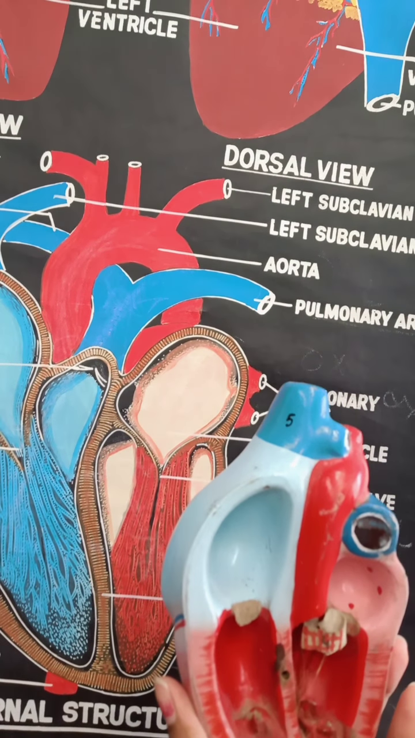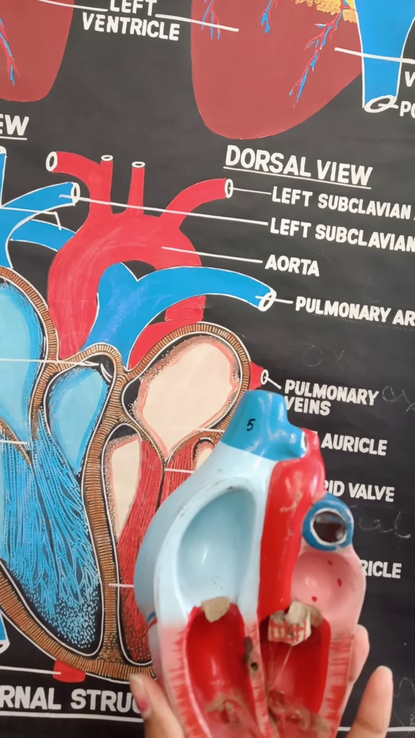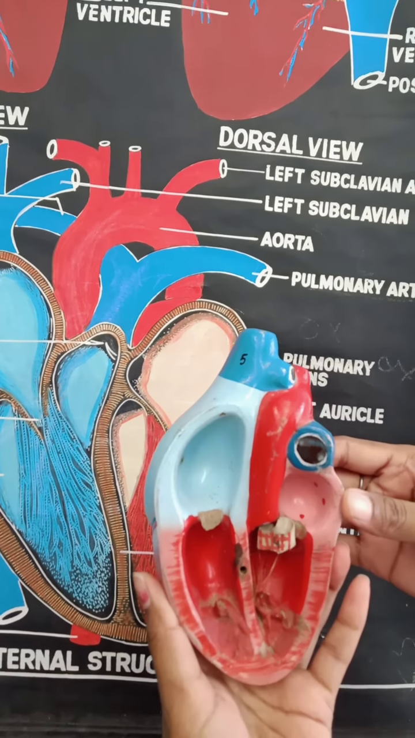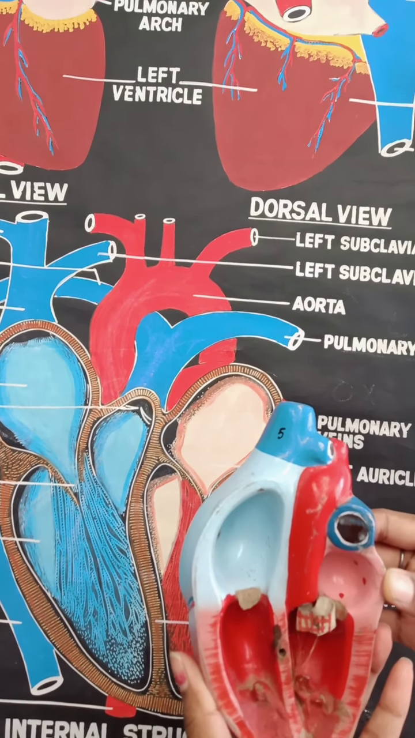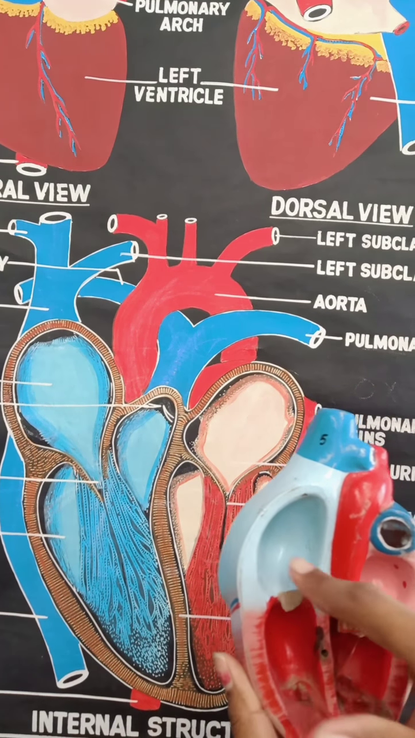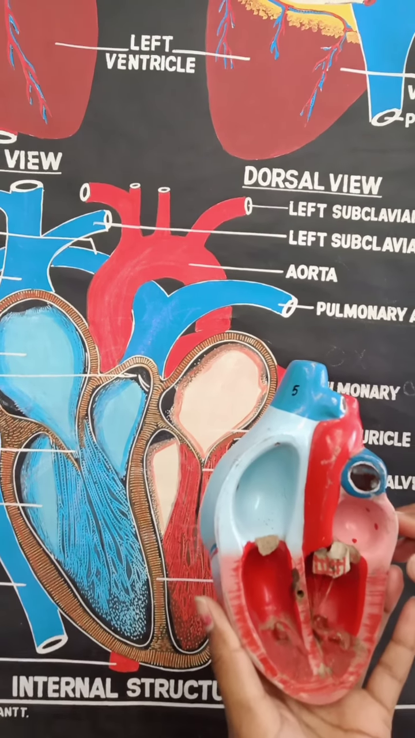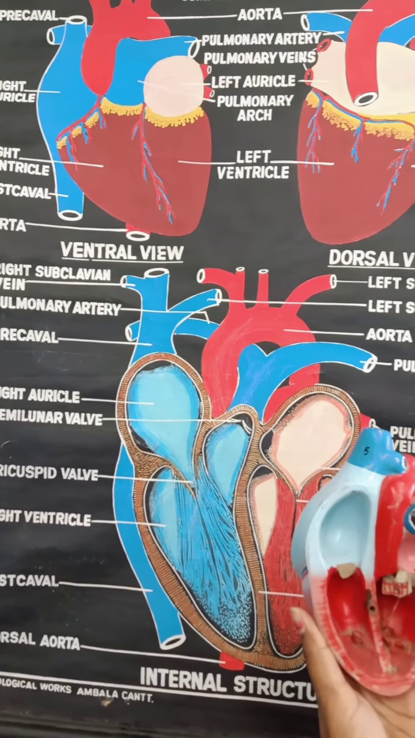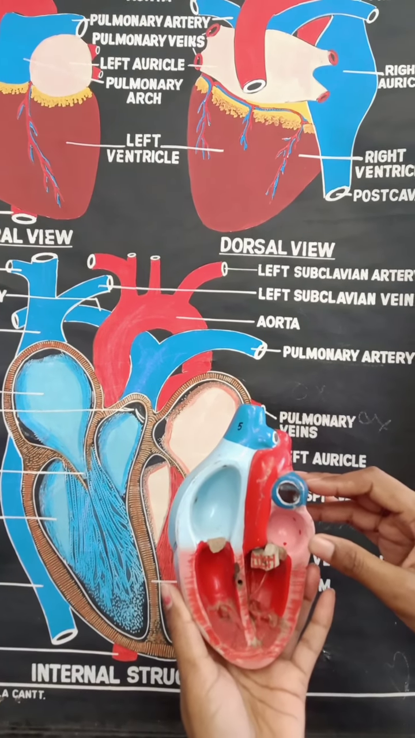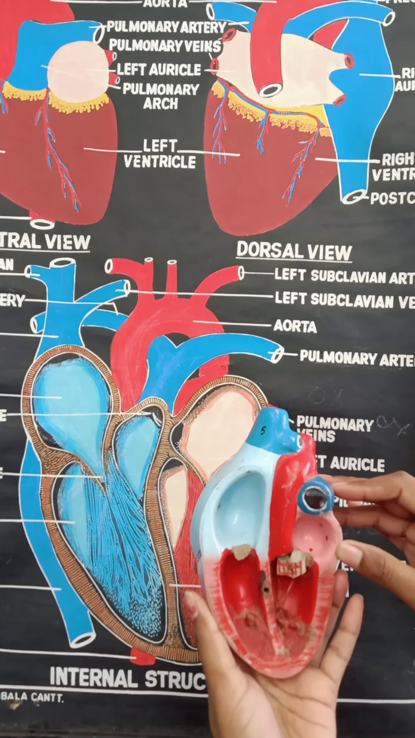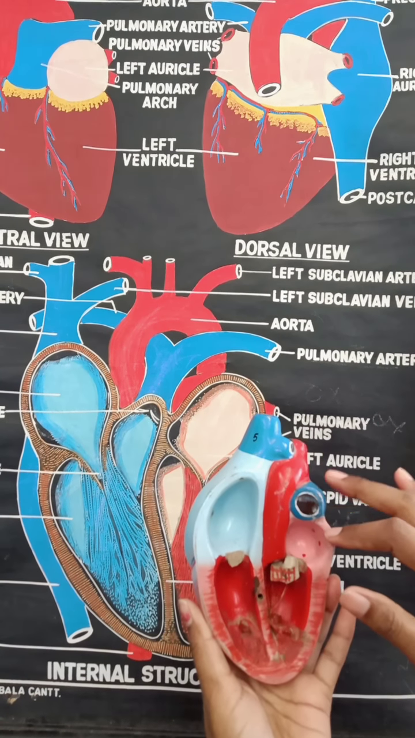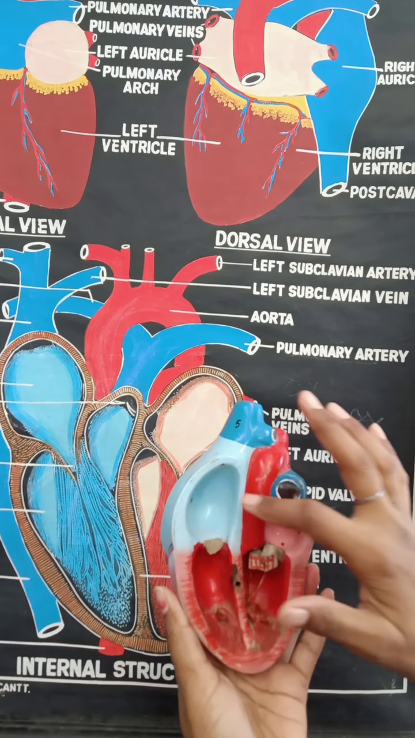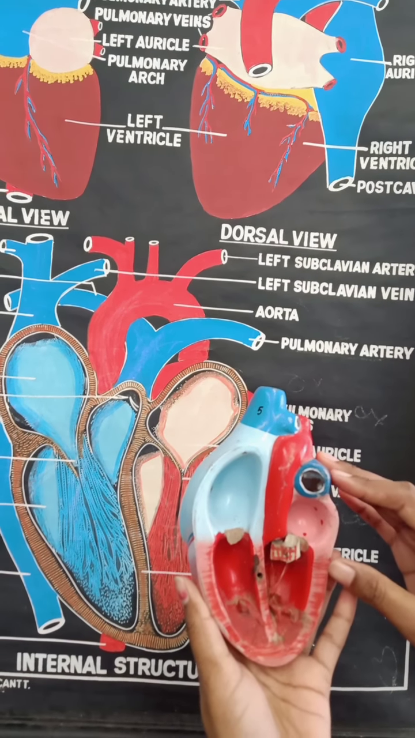Fine. So the upper 2 chambers in the heart are known as auricles or atria. Atrium is the singular, but atria is plural. So the upper 2 chambers are thin walled, smaller, and they are known as auricles or atria. And these chambers are known as receiving chambers.